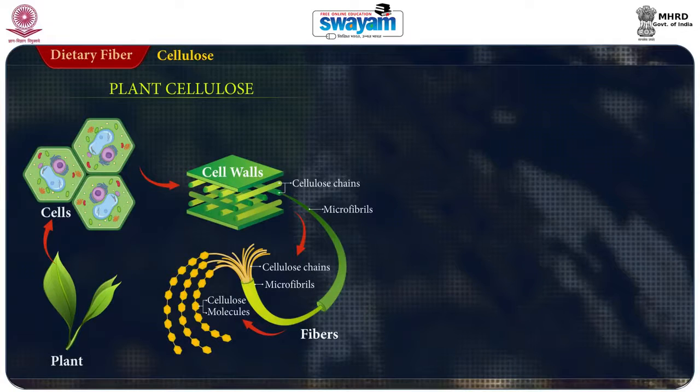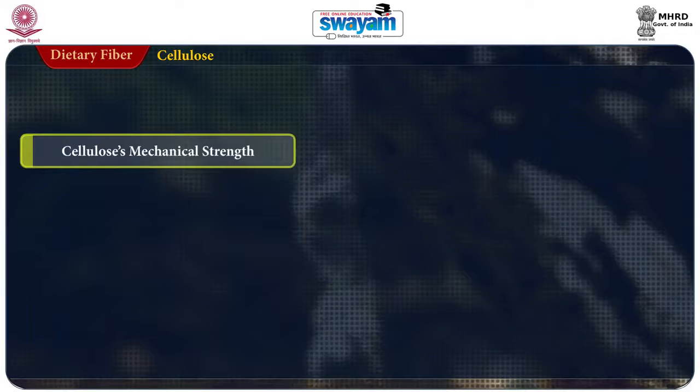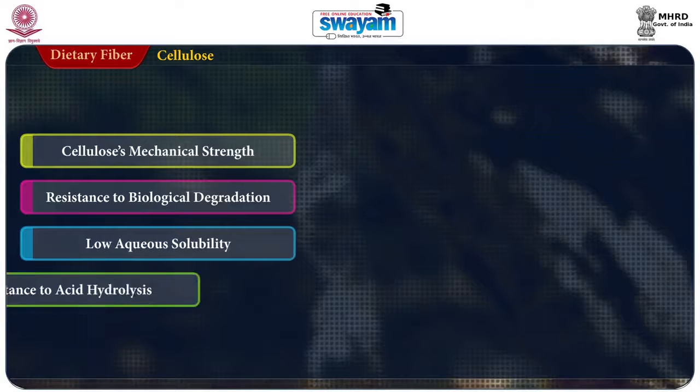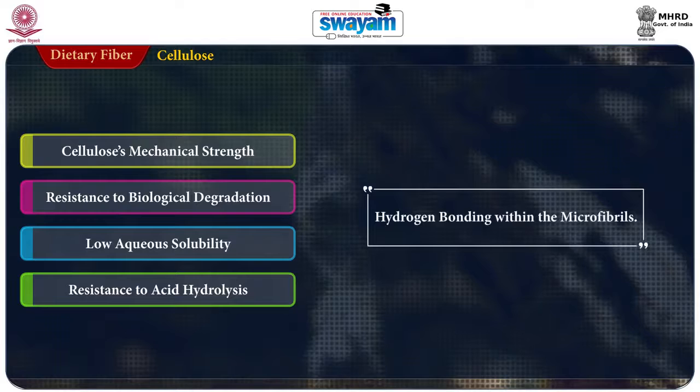Let us now see each of the dietary fibers in brief. First, cellulose. It is a major cell wall component in the plants, an unbranched linear chain of several thousand glucose units with beta-1,4 glycosidic linkages. Cellulose provides mechanical strength. It is resistant to biological degradation. Its low aqueous solubility and resistance to acid hydrolysis result from hydrogen bonding within microfibrils.